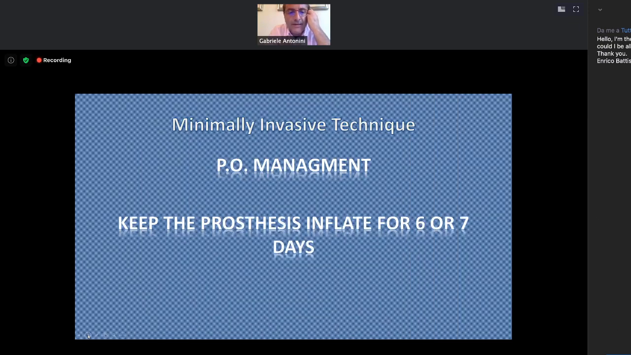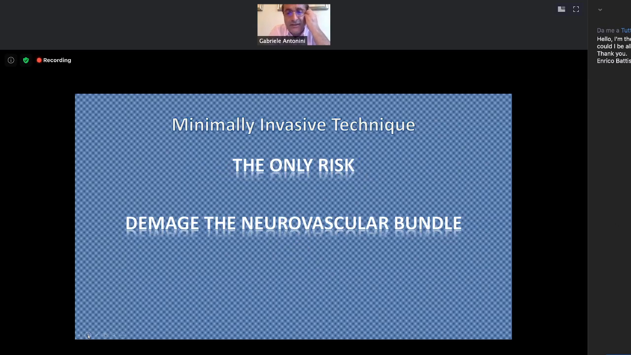Also, I keep the prosthesis inflated for 6 or 7 days, because the role of the inflated prosthesis is to create hemostasis and reduce the risk of bleeding and hematoma. The only risk of this technique is the damage of the neurovascular bundle. But if you know the anatomy very well, if you have a good experience on penoscrotal approach, or on penile surgery, it's very difficult to damage the neurovascular bundle.